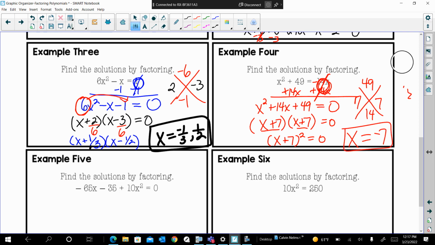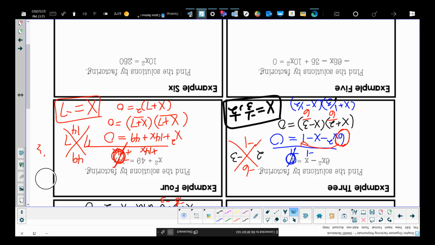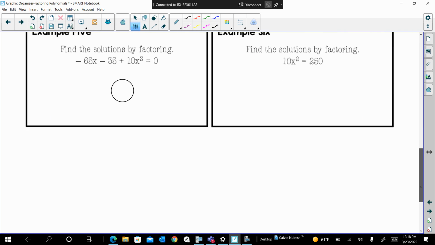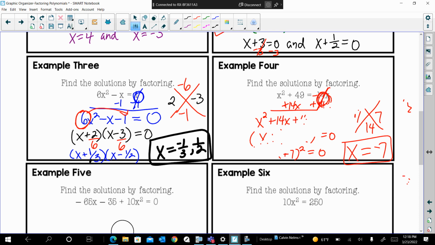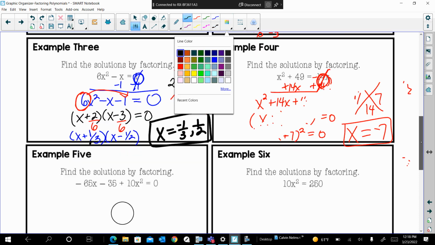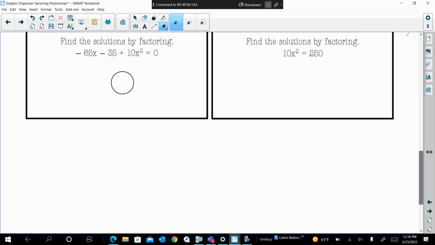I don't know why it's stuck. I knew that was gonna happen. Okay. I don't know how that got there.